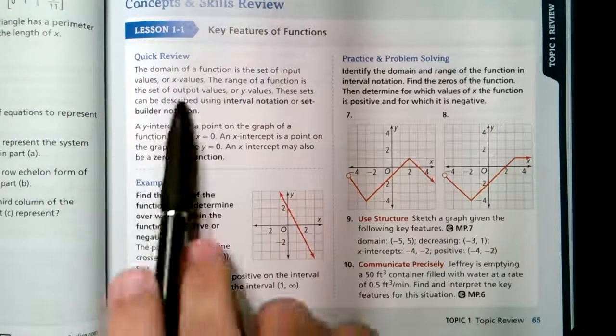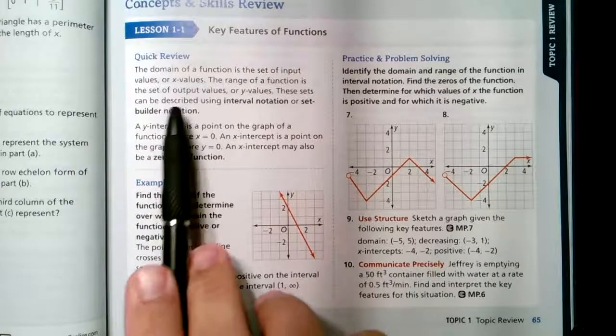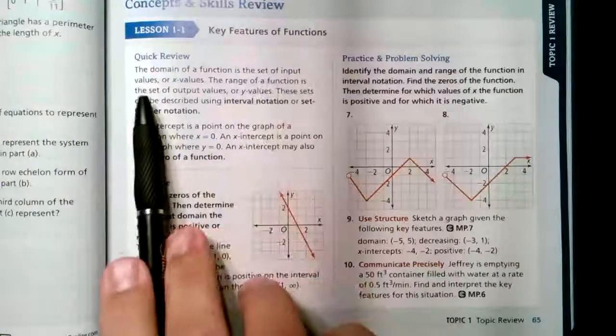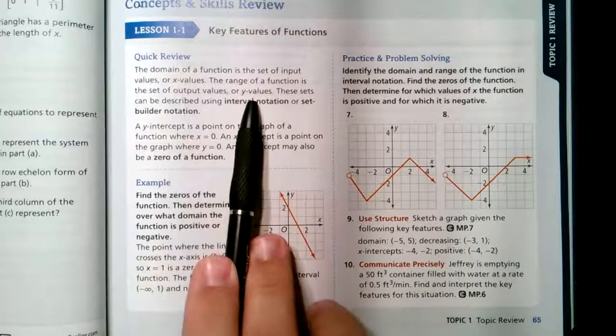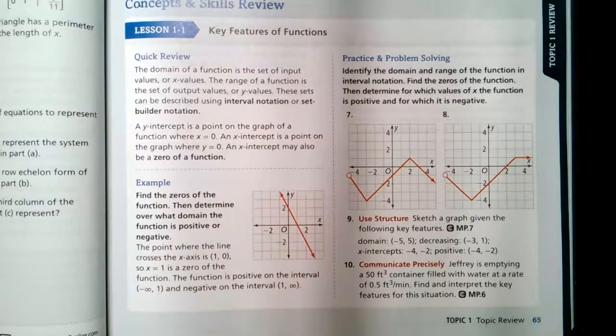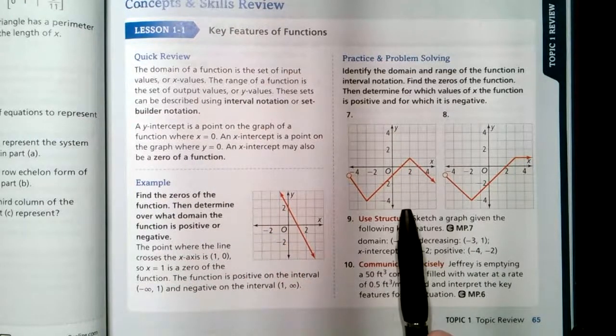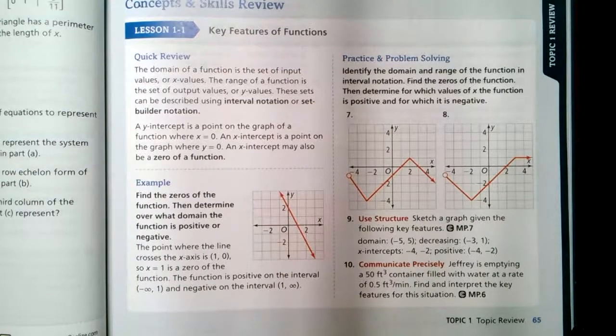So let's quickly look through this quick review, the example and the practice problems. Domain of the function is the set of all input values or x values. The range is the set of all output values or y values. So another way I like to think about it is with number 7. Let's take a look at this one.